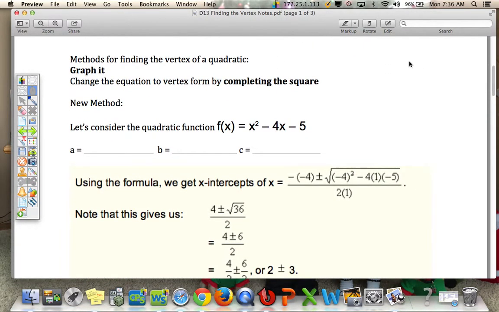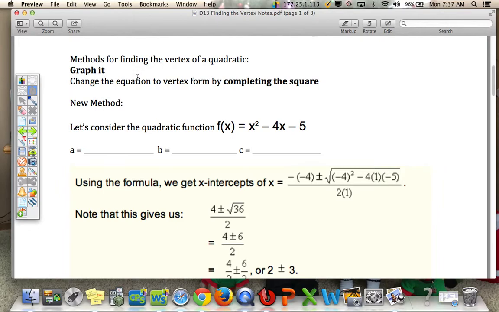Here are methods that we know so far. We could graph it. You have the graphing calculators. You could type in the function and look for the vertex that way. You could change the equation to vertex form by completing the square, and you could see how it shifts up, down, left, or right. And then today we're going to look at a new method.